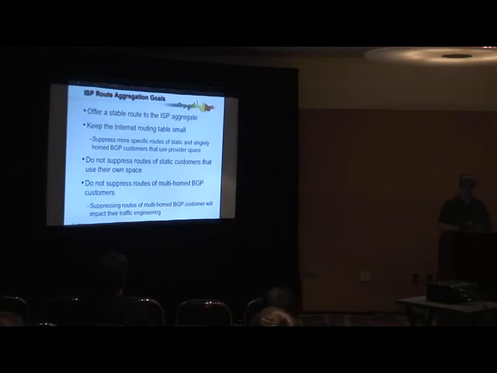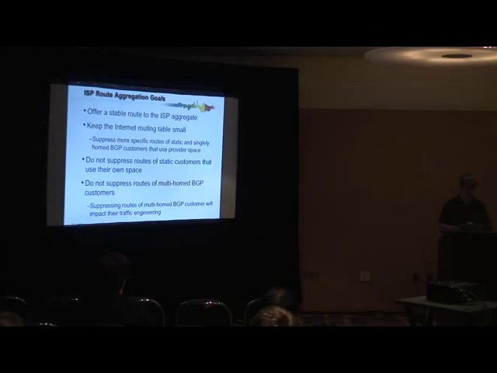In terms of route aggregation, the goal here is to offer a stable aggregate for your ISP space. You also want to keep the internet routing table small, so if you can advertise a single aggregate and that covers hundreds or thousands of customers, then that's good for the internet table.